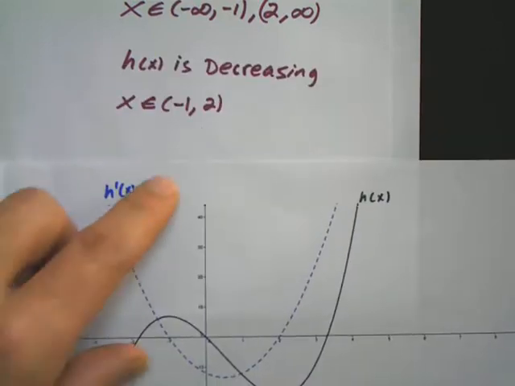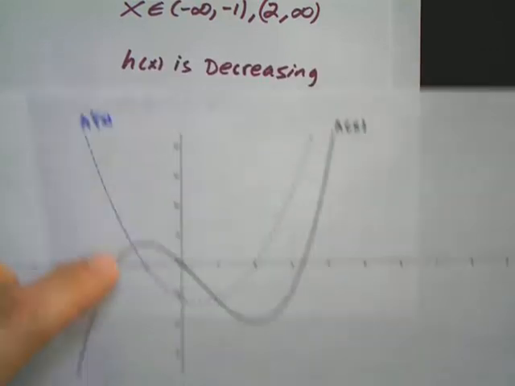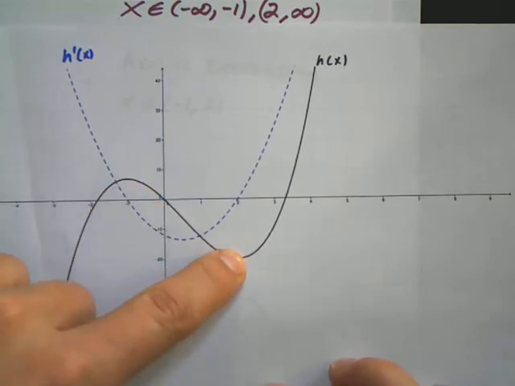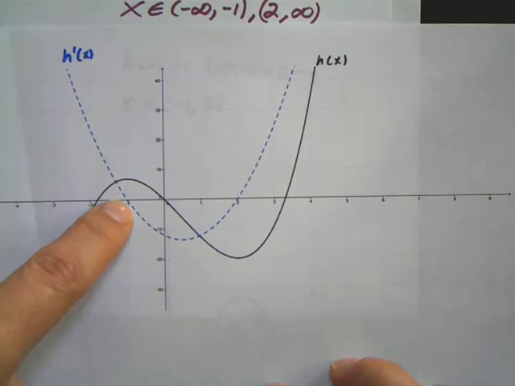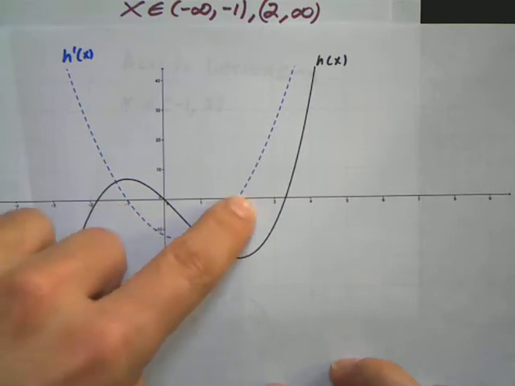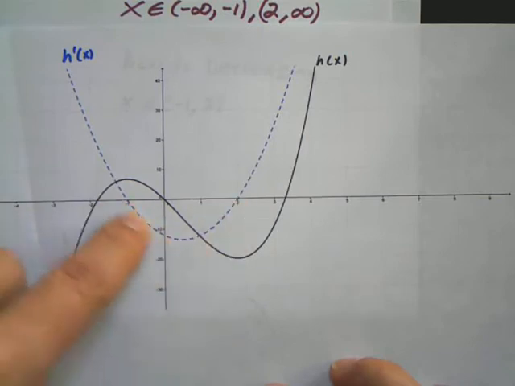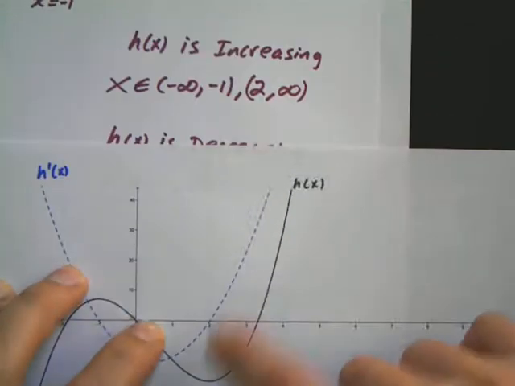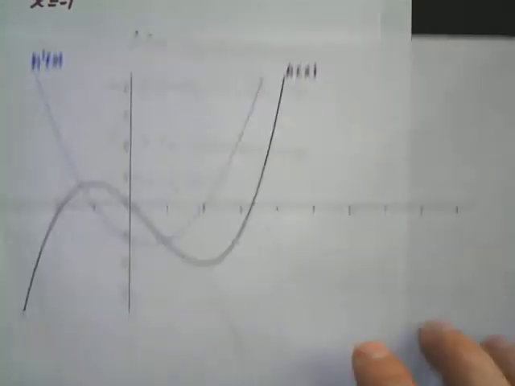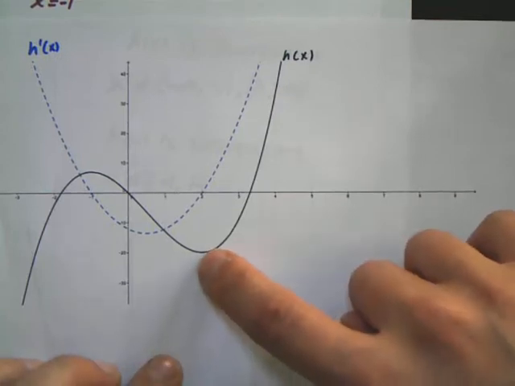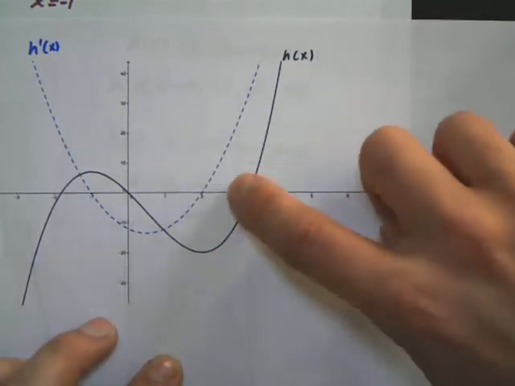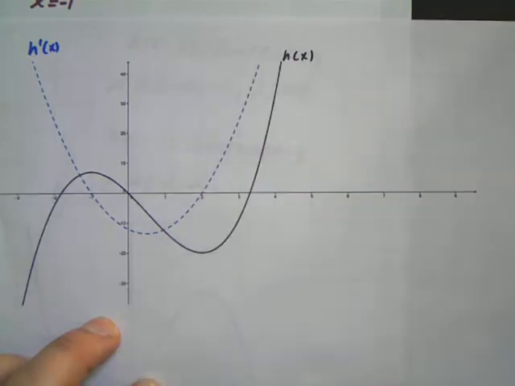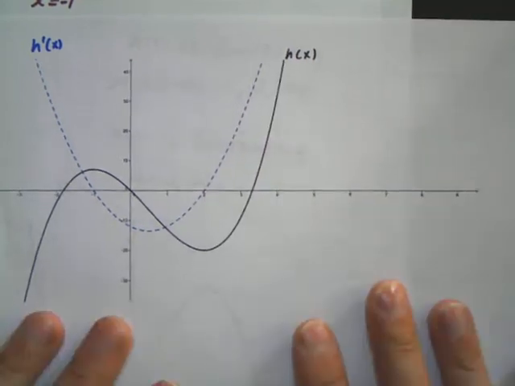Then it begins to decrease from negative 1 to 2. So this black function, the h of x, is going down on that same interval. And the blue dotted derivative is underneath the x-axis, so it's negative. And then it's increasing from, again, 2 to infinity. So this is h of x, it's going up from 2 to infinity, and that corresponds to the derivative being positive from 2 to infinity. Alright, so this matches up with what we did by hand.